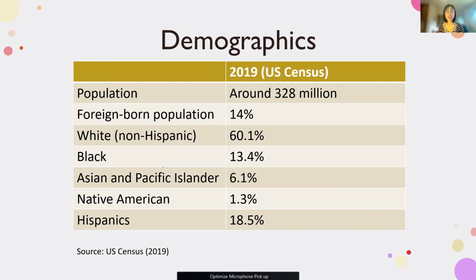The white population still accounts for the majority of the people living in the US, 61%. And the Black population is around 13%. Asian and Pacific Islanders, like me, account for 6.1% of the population. Native Americans account for 1.3%. And finally, Hispanics, people from Latin America, account for about 18.5% of the population. And this is a growing population in the US.